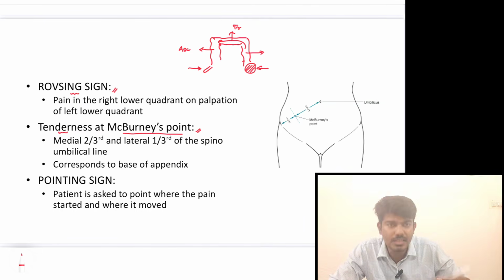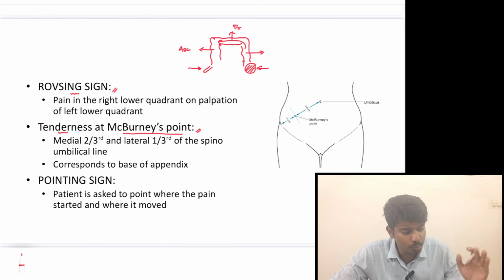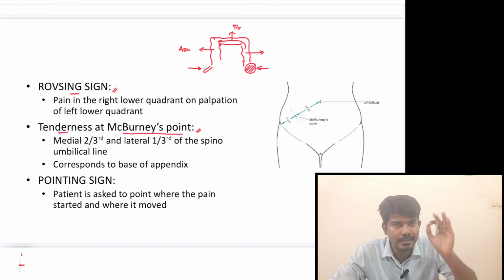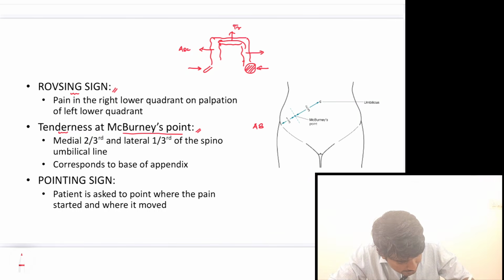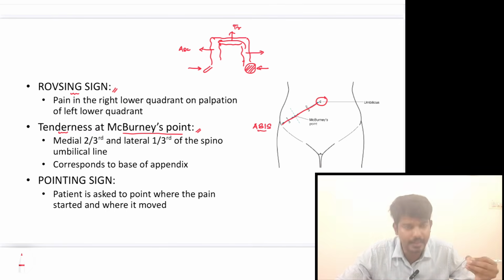This McBurney's point is very important. We must have studied it in the final year. So what is McBurney's point? It is a point on an imaginary line. An imaginary line is drawn between the ASIS, anterior superior iliac spine, and the umbilicus. This line is called the spino-umbilical line.